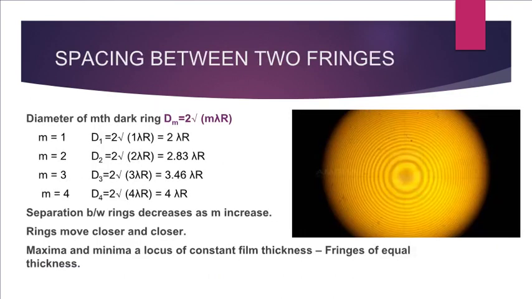Do you remember when we saw fringes of an air wedge, they were equally spaced? So let's check whether the fringe pattern we observe here is equally spaced or not. For this, we just need to check whether the distance between two consecutive dark rings is the same or not. We already know the expression for the diameter of the mth dark fringe. So we substitute m as 1, 2, 3 and 4 and we get their values as 2 square root of lambda R, 2.8 square root of lambda R, 3.4 square root of lambda R and 4 square root of lambda R. Look at them closely.